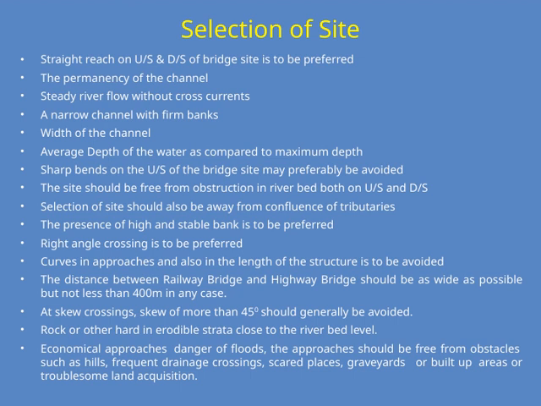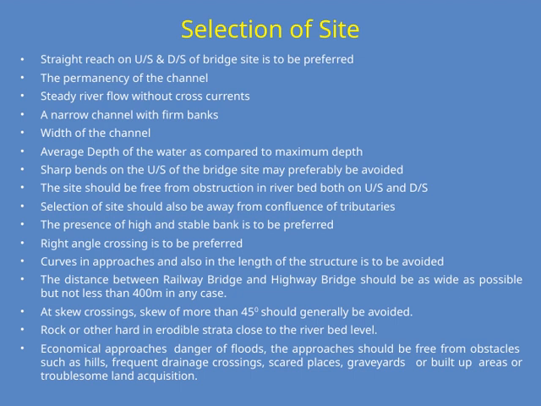When designing crossings, a right-angle crossing is generally preferred because it simplifies construction and reduces structural complexity. Curves in approaches or along the length of the structure should be minimized to avoid unnecessary complications and costs. The distance between a railway bridge and a highway bridge should be as wide as possible, ideally at least 400 meters, to ensure safety and ease of construction.